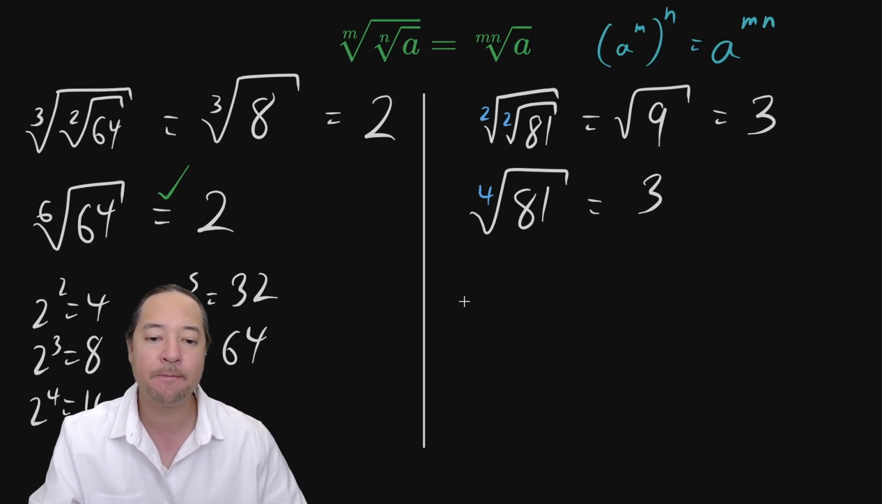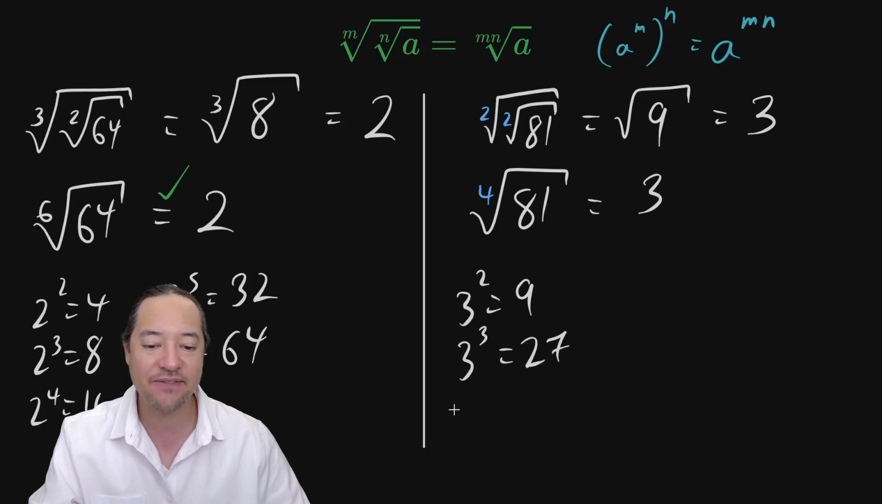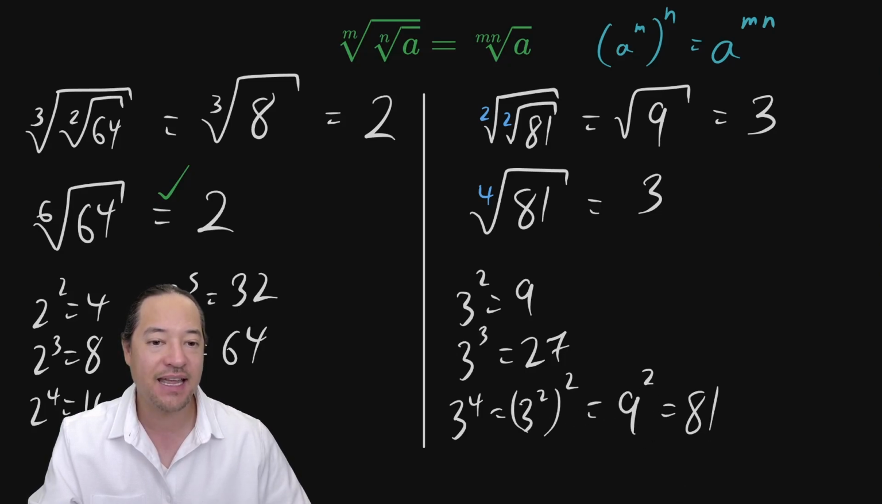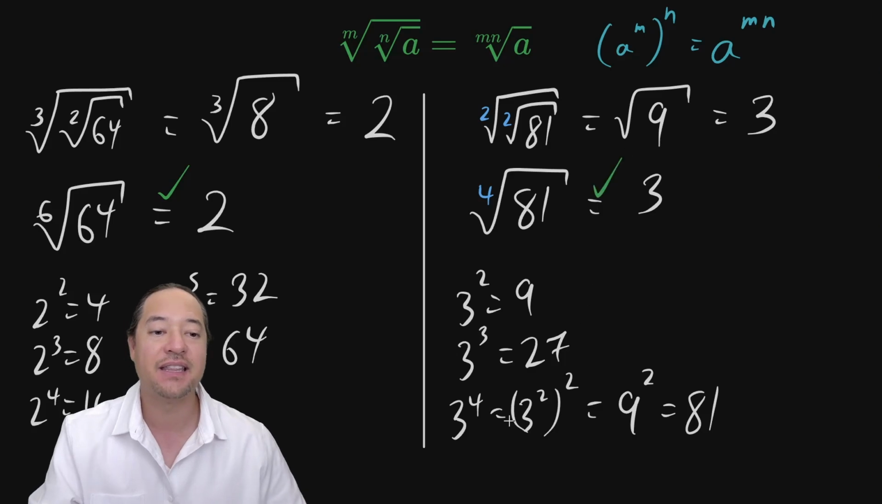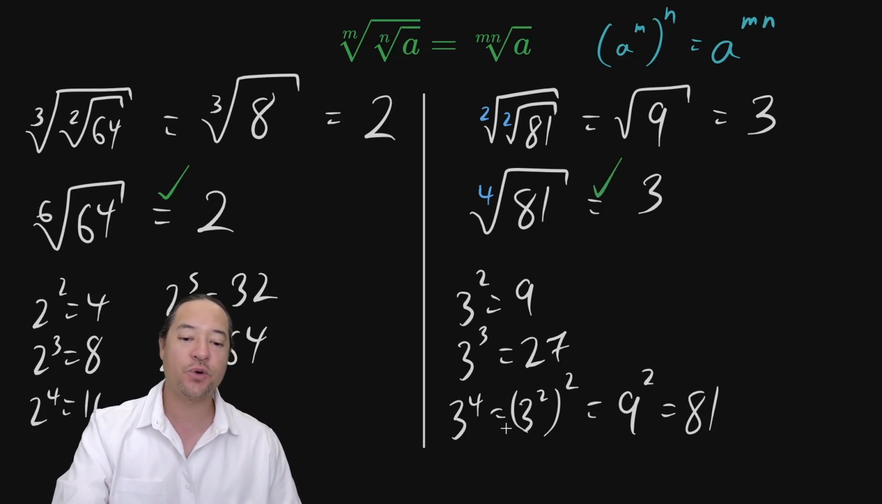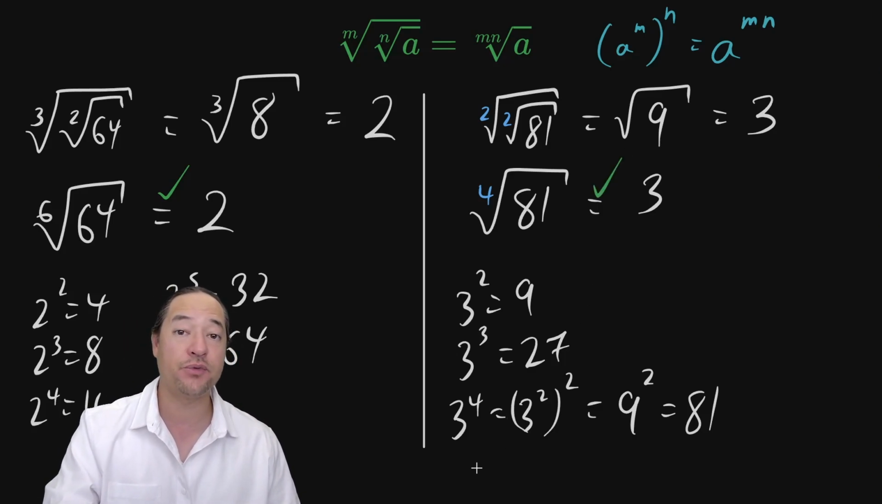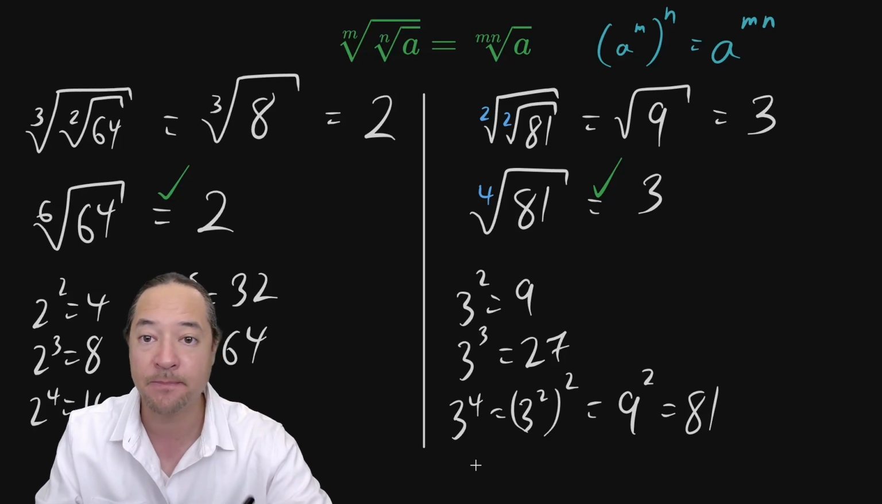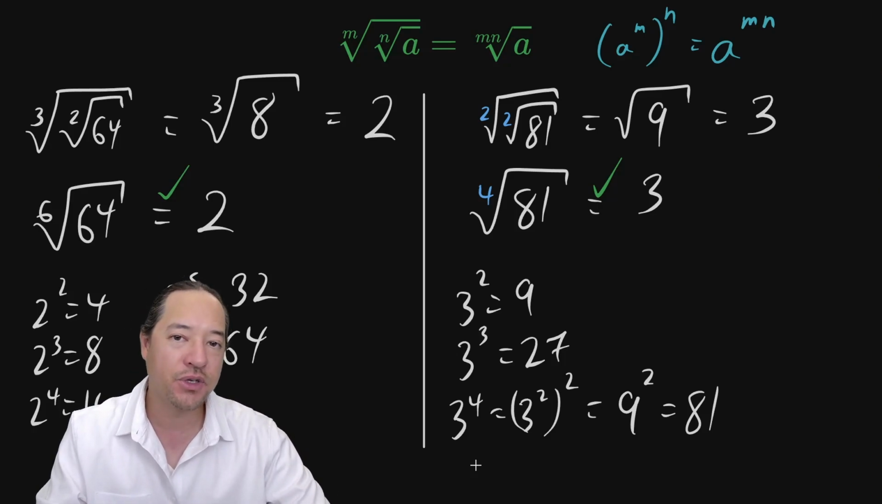So let's check. 3 squared is going to be 9. 3 cubed is going to be 27. 3 to the 4th power, well, I can't do 27 times 3 in my head, but I can think of this as 3 squared, squared. And 3 squared is 9. So 9 squared is 81. So sure enough, this works. 3 to the 4th power is 81. So the 4th root of 81 is 3. We've got another rule coming up.